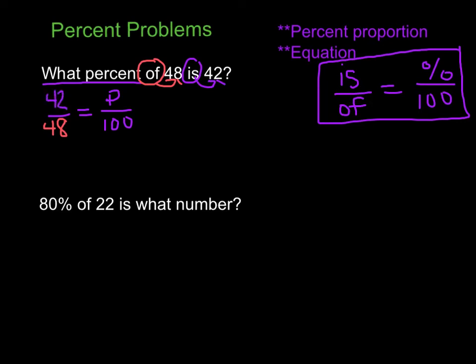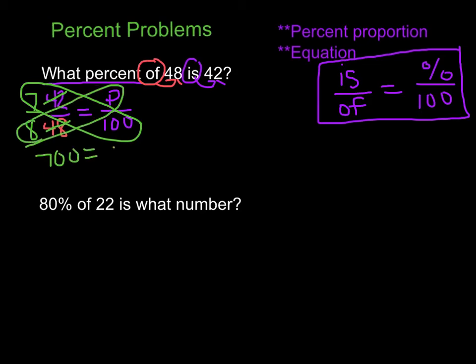You could just solve this using cross products right away. You could take 42 times 100 and then divide it by 48. Or you can look at this and know that it's a fraction. Like I can look at 42 over 48 and say, you know what? I can divide both of these by 6. If I do 42 divided by 6, that leaves me with 7. And 48 divided by 6 leaves me with 8. And that gives me a smaller fraction and smaller numbers to multiply and divide. So now I'm going to look at 7 times 100, which is 700, and 8 times p is 8p.